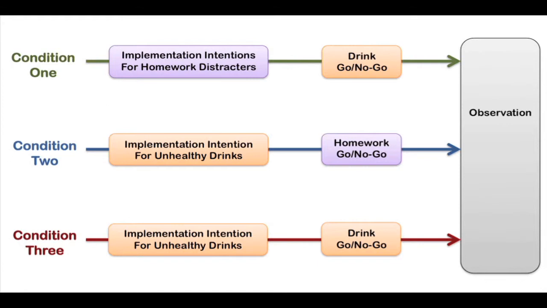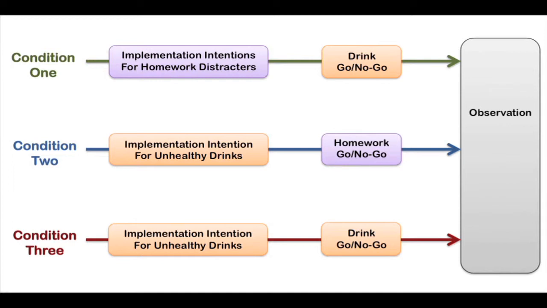But what will happen is participants will come in, and while they're completing these computer-based questionnaires, they will also complete 2 intervention components. In condition 1, they will form implementation intentions for homework distractors, and they will perform a drink go-no-go task. In condition 2, they will form implementation intentions for unhealthy drinks, and they will do a go-no-go task to help them avoid homework distractors. And in condition 3, they will form implementation intentions for unhealthy drinks, and they'll perform a drink go-no-go task to help them resist those unhealthy drinks.